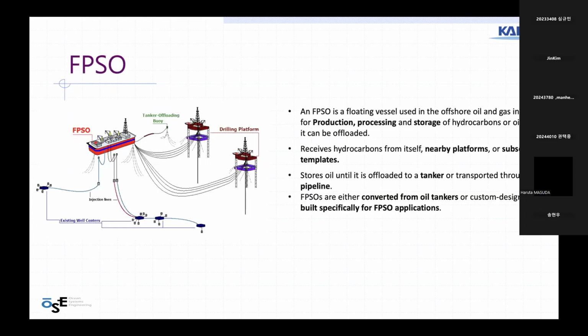As explained in the earlier presentation today, an FPSO is a floating vessel used in the offshore oil and gas industry for processing and storage of hydrocarbons. It receives hydrocarbons from itself, nearby platforms, or subsea outlets. It stores oil until it is offloaded to a tanker or transported through a pipeline. FPSOs are either converted from oil tankers or custom designed and built specifically for the purpose.